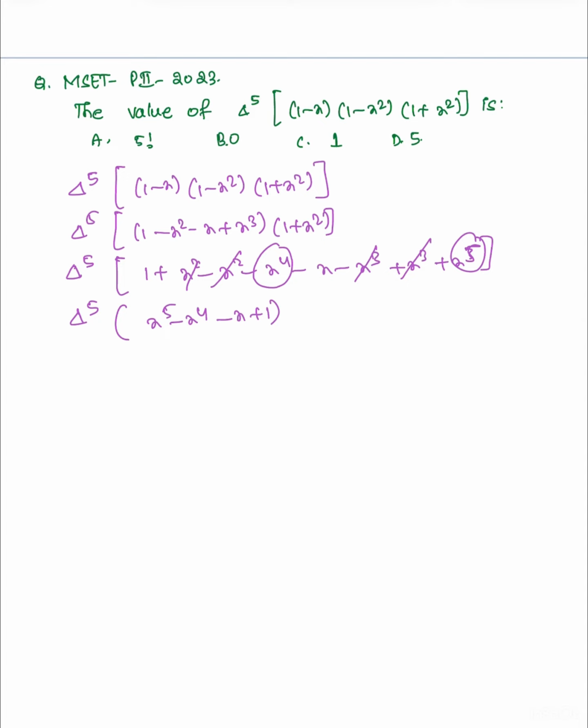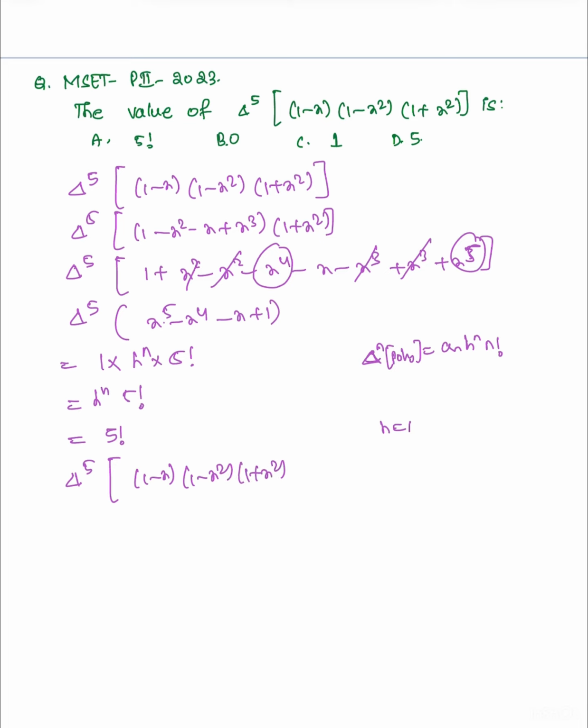For a polynomial of degree n, the nth difference is a_n into h raised to n into n factorial. Here a_n is 1, and n is 5. This is h raised to n into 5 factorial. For h equal to 1, this is 5 factorial. Therefore delta power 5 of (1 minus x)(1 minus x square)(1 plus x square), for h equal to 1, will be 5 factorial. Therefore option A is the correct option.